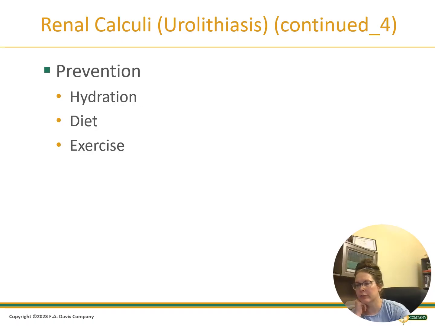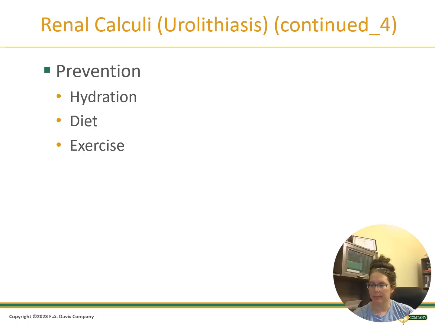Okay, so prevention for this, you want to teach your patients to be drinking adequate fluid. So unless it is contraindicated, you want to encourage them to drink 2 to 3 liters per day. That's going to help dilute the urine and prevent that crystal precipitation. So the goal is to be at like a light yellow to clear urine.